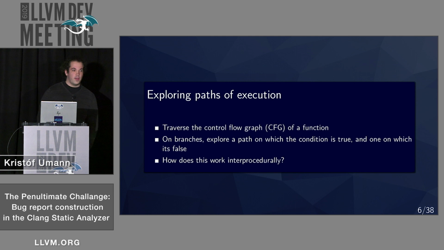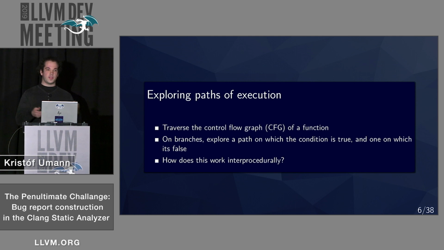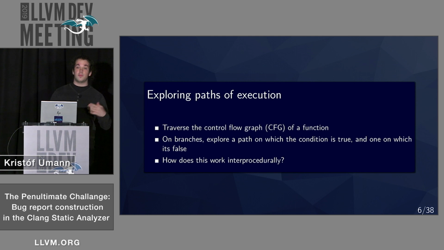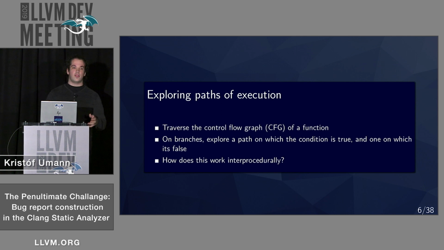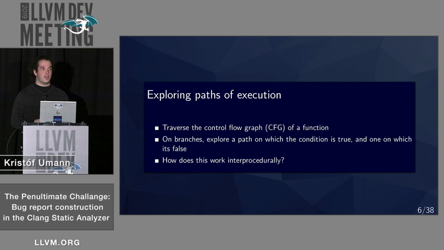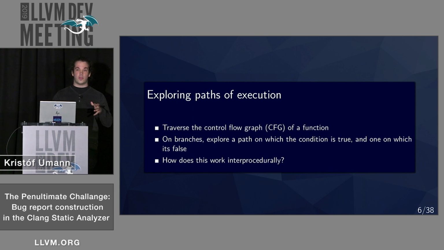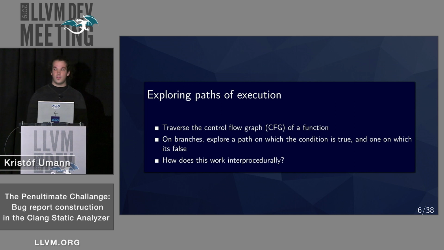You can imagine symbolic execution as some sort of a simulation of the code. So what it will do is it will take the control flow graph of a function, and it will explore paths of execution on it. Whenever it encounters a branch in the control flow graph, it will explore a path of execution on which the condition of that branch is true and one on which the condition of that branch is false.